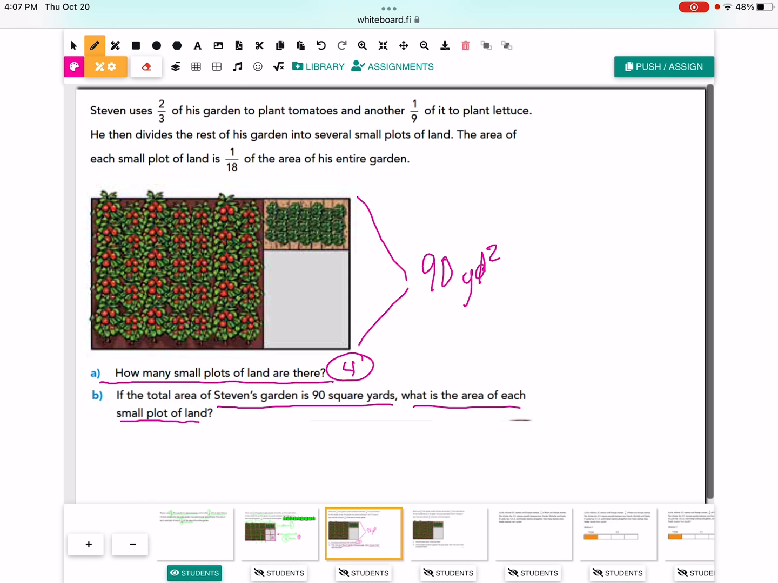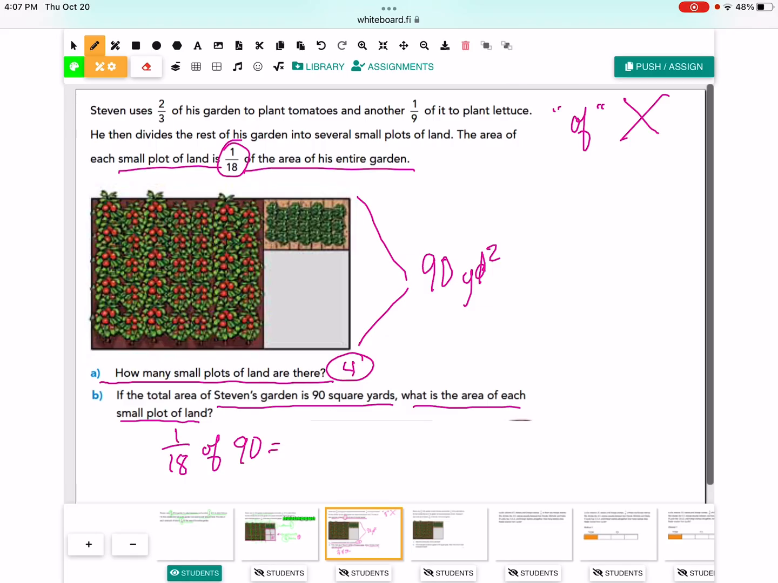Well, I know that each small plot of land is 1/18 of the area of the entire garden. I was given that in the problem. So 1/18 of 90. What is 1/18 of 90? Remember, of... when you see that word, what operation do you think of? Multiplication, correct. So I am going to multiply 90 by 1/18. I want to know what is 1/18 of 90.